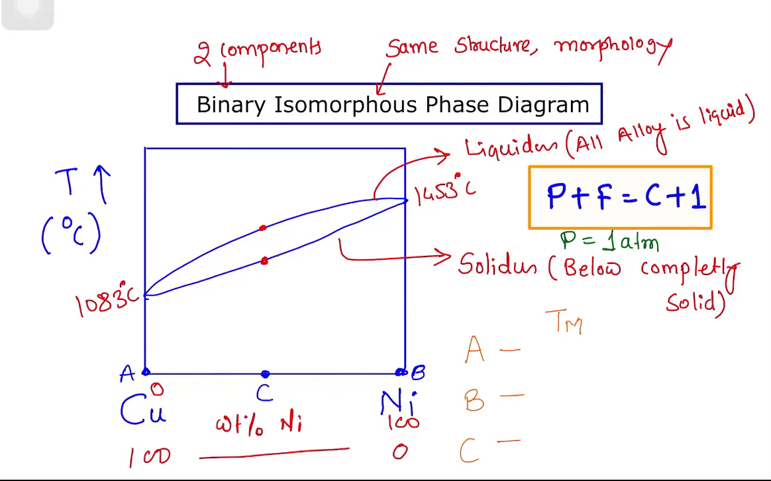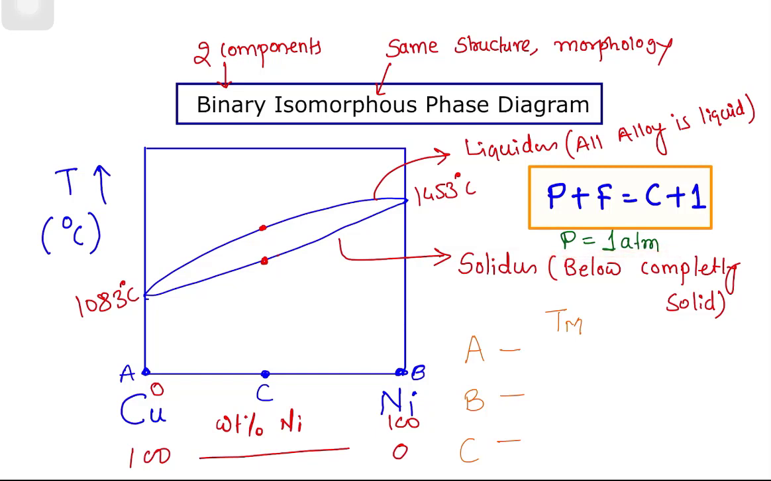The Gibbs phase rule for this is P plus F equal to C plus 1. So now why is there C equal to 1? Because we have only one parameter, that is temperature, and pressure is kept constant at 1 atmosphere. Remember that for a binary system this n, that is variables, is equal to 1 always, because pressure is kept constant at 1 atmosphere. Generally we deal with the material at 1 atmosphere or at atmospheric pressure.